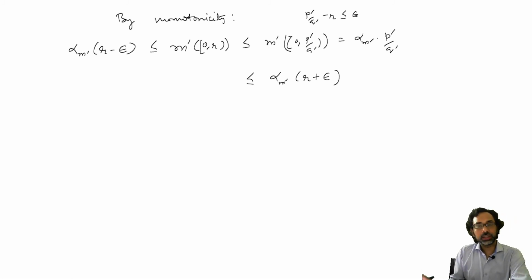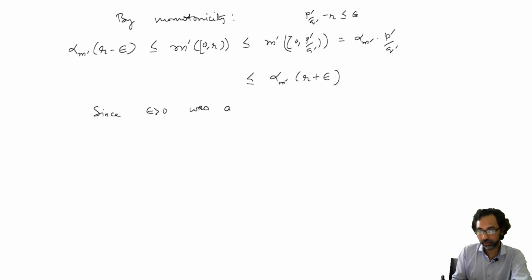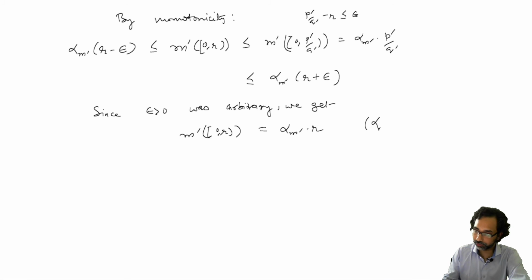And we have already shown that this is greater than or equal to alpha M prime times R minus epsilon. So we have seen this kind of argument before, where we approximate from both sides. And since epsilon greater than 0 was arbitrary, we get that M prime of 0, R is equal to alpha M prime times R, because this number alpha M prime times epsilon is also arbitrary.